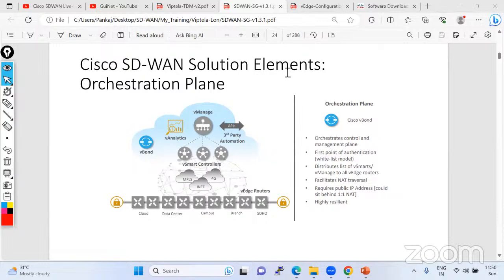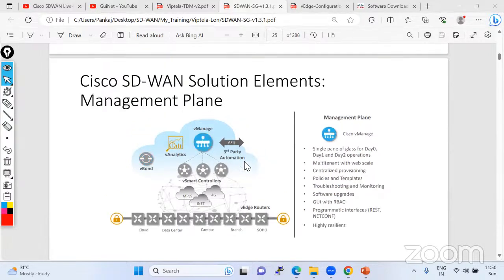All right. So this is the second thing. Now moving next, it's the management plane. That is the new terminology known as the manager. It's renamed. If you learn about the Catalyst SD-WAN terminology, this has been renamed as the manager.